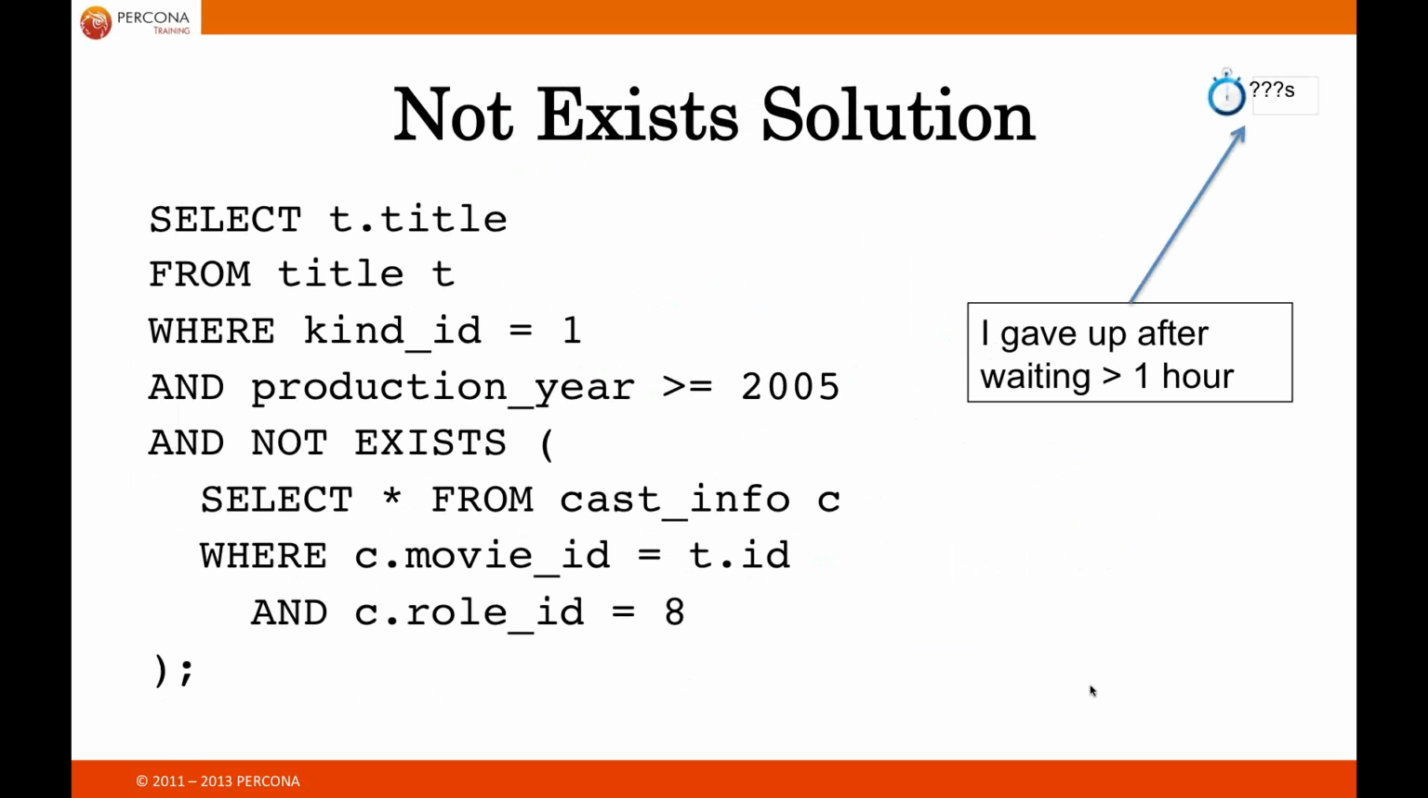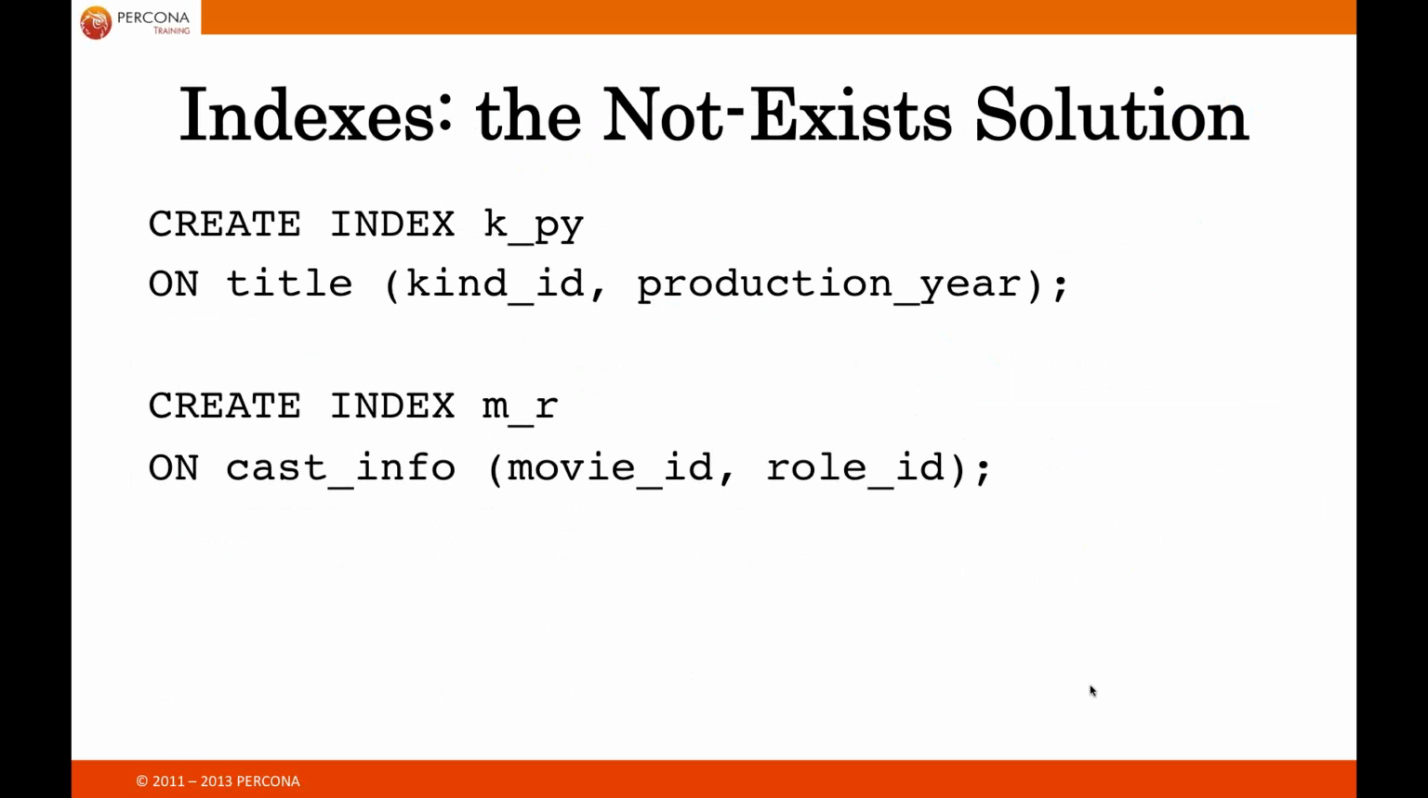How can we measure how this works? Well, when I tried to run this query, you can see in the upper right I have a little stopwatch icon, and I'm going to show in the examples how long it takes to execute these queries. In this case, with the correlated subquery, it took at least 1 hour, and I gave up and interrupted the query at that point. It was taking too long, clearly unacceptable performance. So maybe some indexes will help.